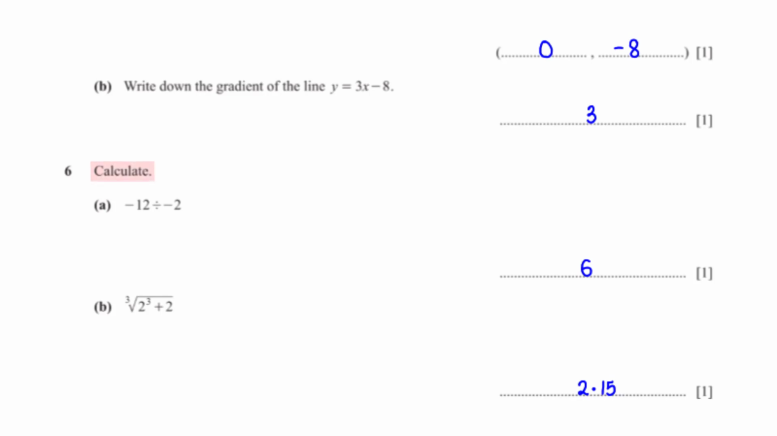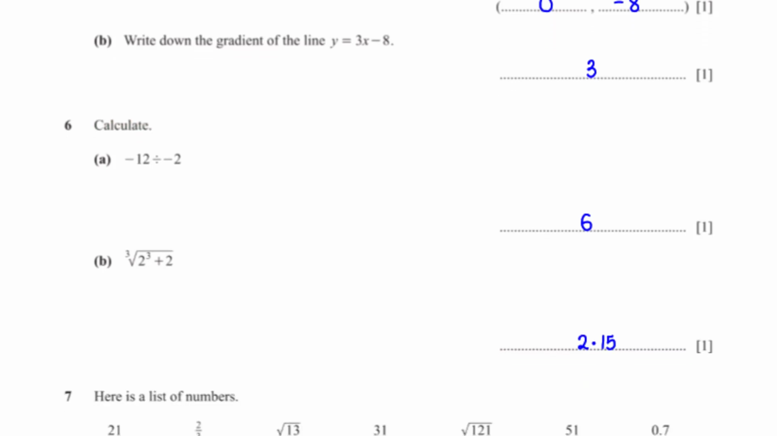Calculate -12 divided by -2. When we type this into the calculator, we get 6. Calculate cube root of 2 cubed plus 2. When we type this into the calculator, we get 2.15.